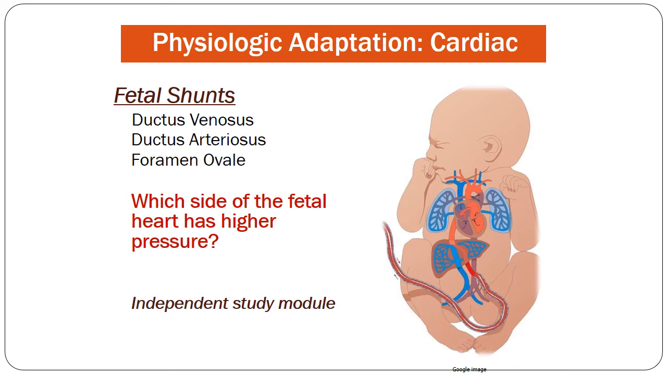So when we look at the physiological adaptation, we have to think back to the fetal circulation. The fetus doesn't use its lungs, so it shunts blood away from the lungs and everything comes in through the umbilical cord. So the fetal shunts involve the ductus venosus, the ductus arteriosus, and the foramen ovale. So which side has higher pressure?